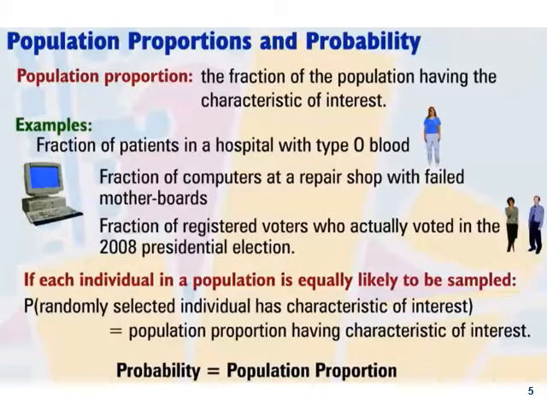Now, population proportions and probability. Population proportion is the fraction of the population having the characteristic of interest. Examples: the fraction of patients in a hospital with type O blood, the fraction of computers at a repair shop with failed motherboards, the fraction of registered voters who actually voted in the 2008 presidential election. If each individual in a population is equally likely to be sampled, then the probability that a randomly selected individual has the characteristic of interest is equal to the population proportion having the characteristic of interest. So here the probability is equal to the population proportion.